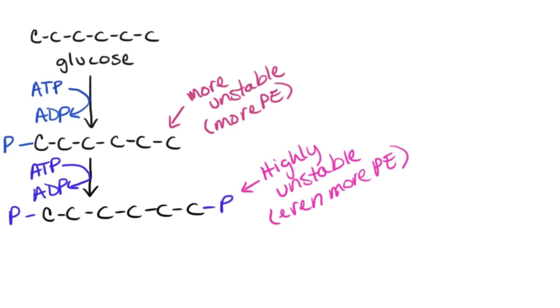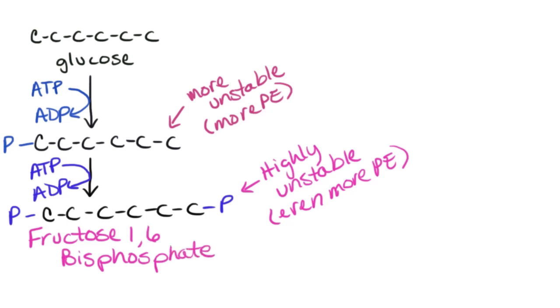So just to put some names along with this molecule that we're looking at right here, it is what we call fructose 1,6-bisphosphate. So again, this is a highly unstable molecule, and it's going to split quite easily at this point just because it is so unstable.